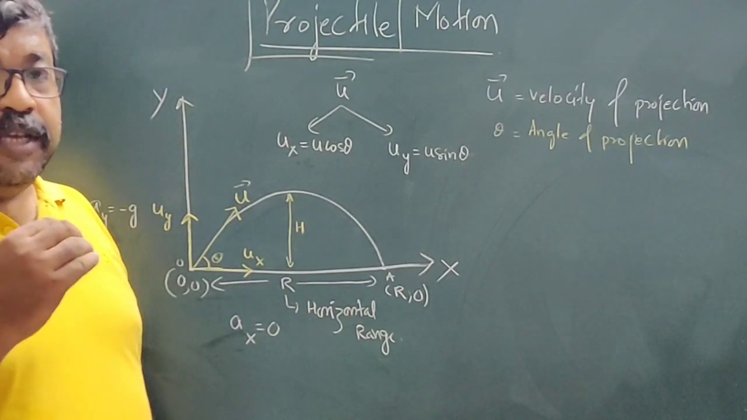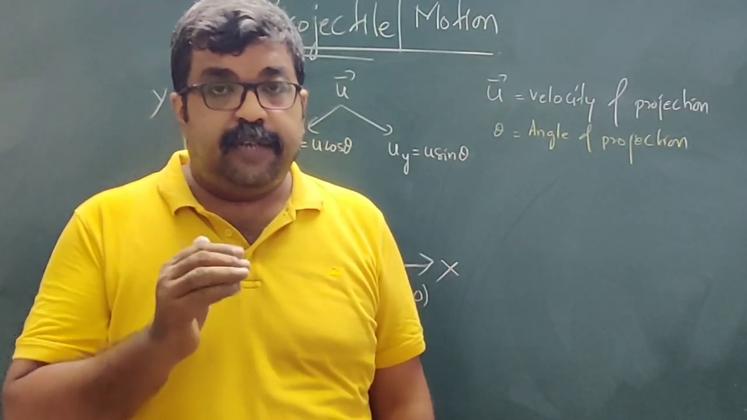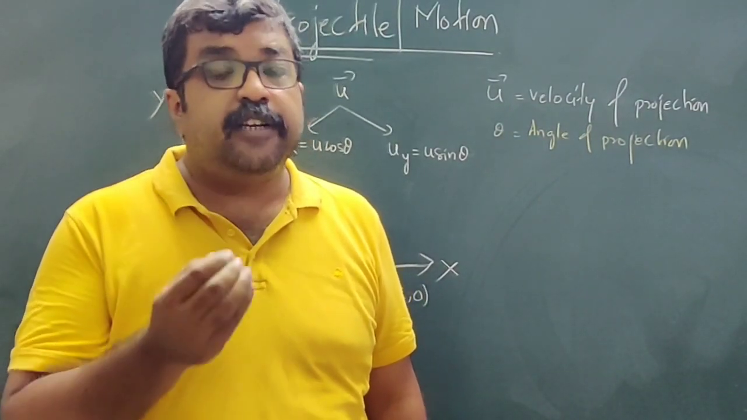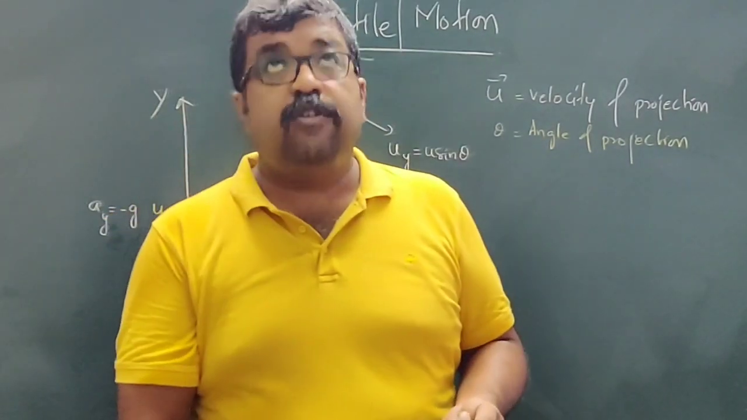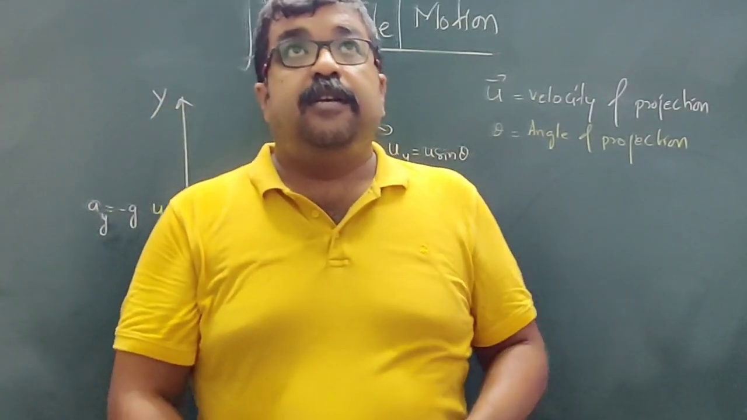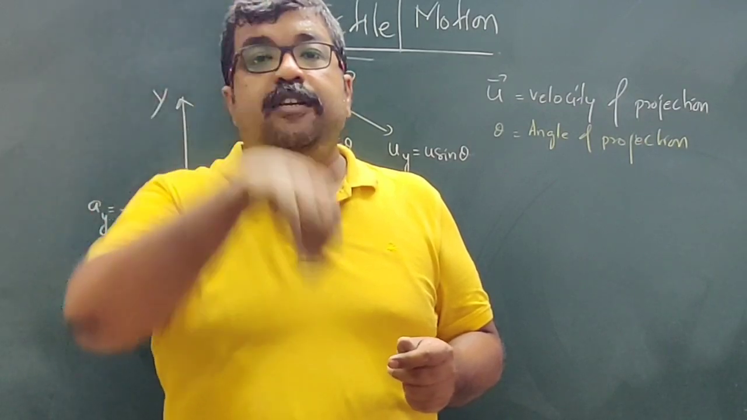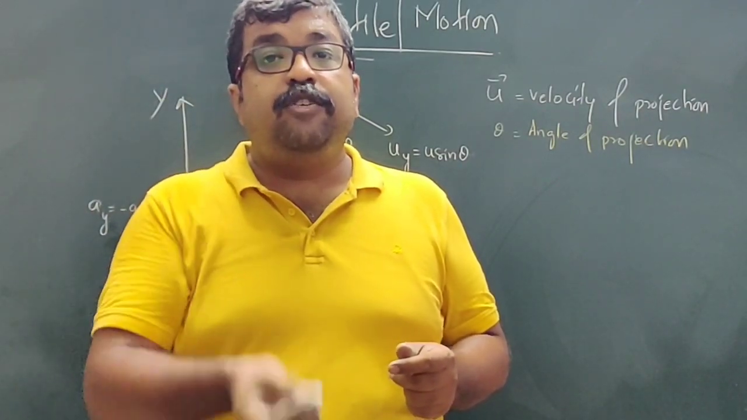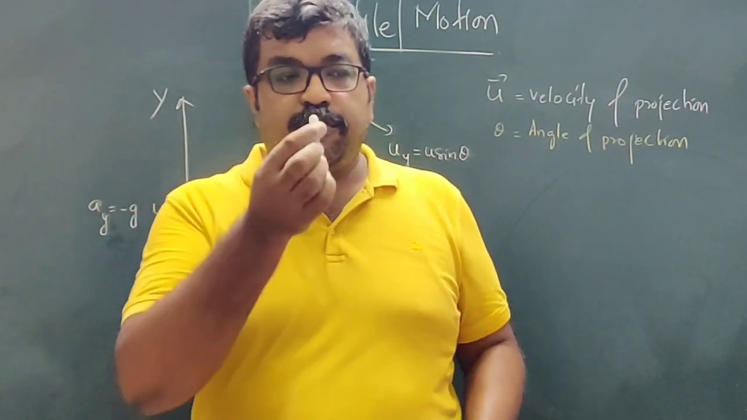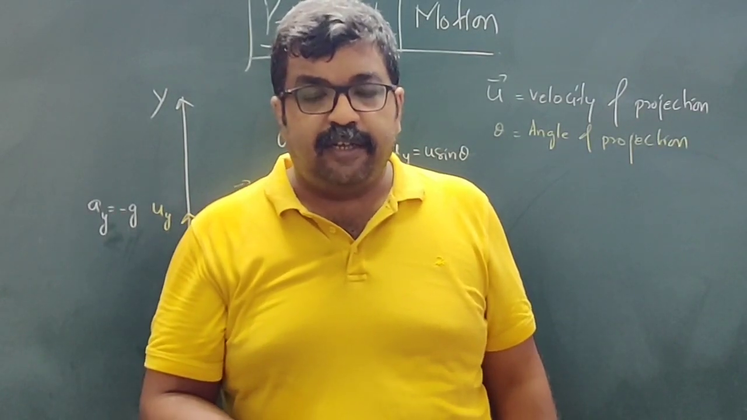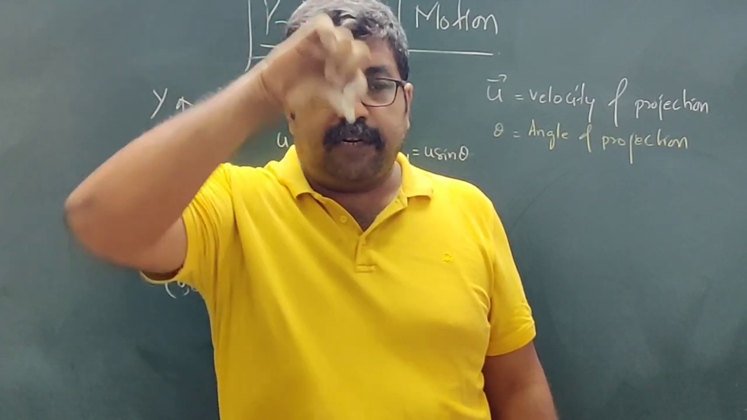When velocity and acceleration are in opposite directions, the object undergoes retardation. See, if I throw this chalk in the upward direction, velocity is in the upward direction and acceleration is in the downward direction. That is why velocity decreases. Suppose I throw this chalk upward with a velocity of 5 meters per second. The velocity will be 5 meters per second, 4, 3, 2, 1, 0. When it becomes 0, it starts coming downward.